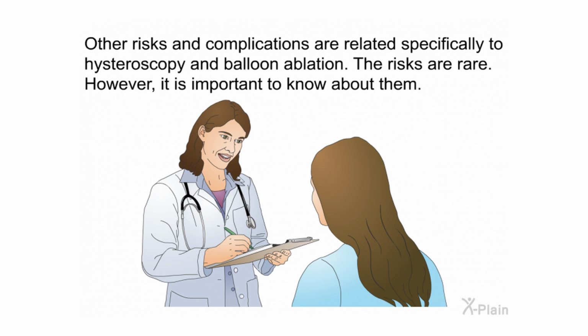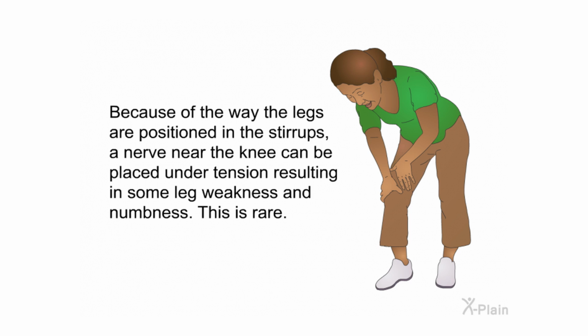Other risks and complications are related specifically to hysteroscopy and balloon ablation. The risks are rare. However, it is important to know about them. Because of the way the legs are positioned in the stirrups, a nerve near the knee can be placed under tension, resulting in some leg weakness and numbness. This is rare.